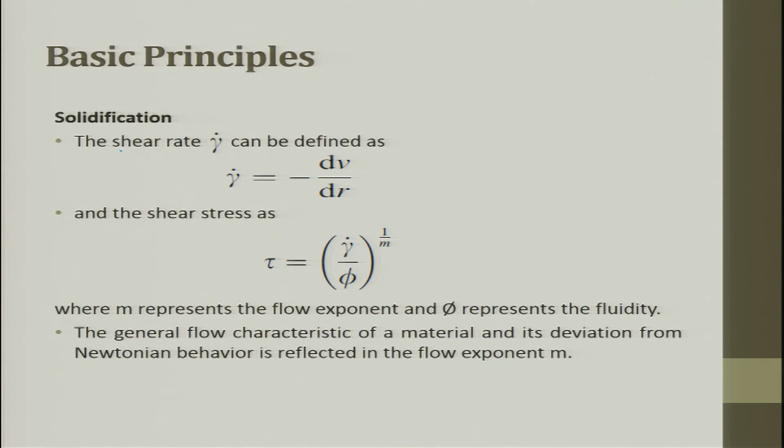For the solidification rate, the shear rate, gamma dot, can be expressed as dV by dr, and the shear stress can be expressed in tau, where m represents the flow exponent and phi represents the fluidity. The general flow characteristics of the material and its deviation from the Newtonian behavior is reflected in the flow exponent m. So, this takes care.